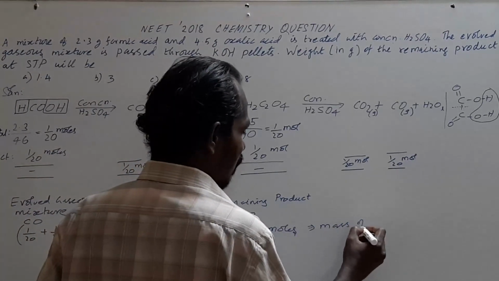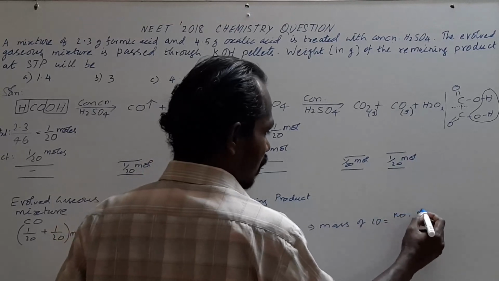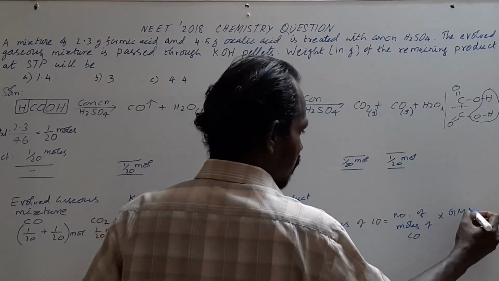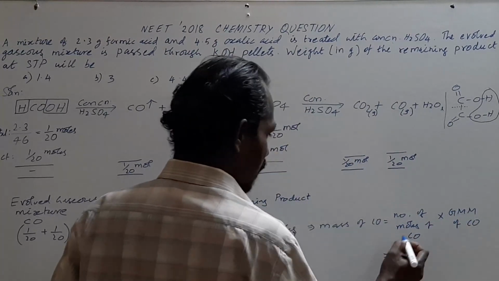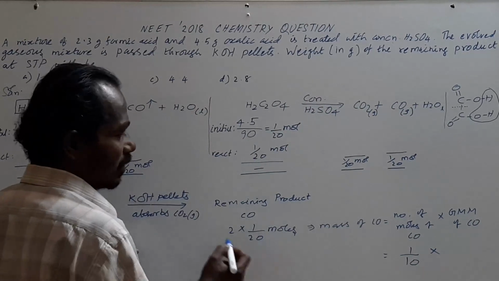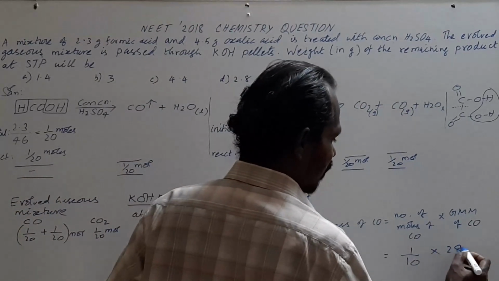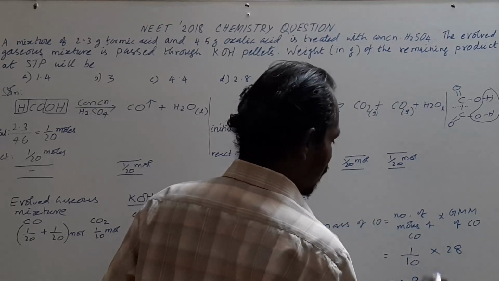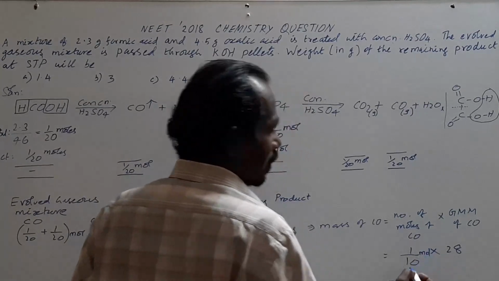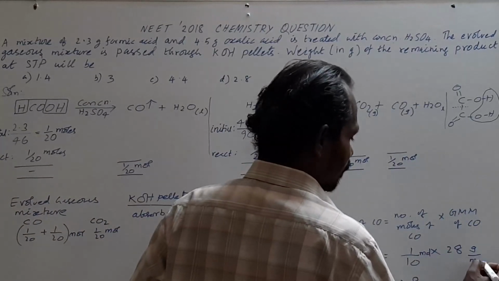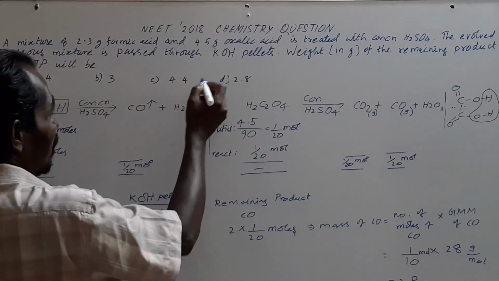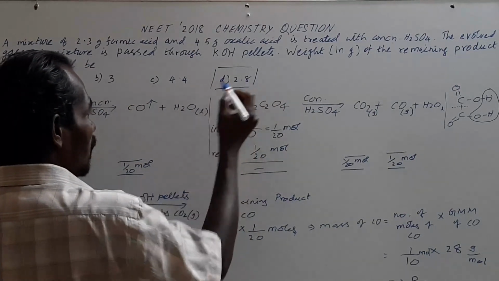So mass of carbon monoxide is equal to number of moles of carbon monoxide into gram molecular mass of carbon monoxide. Let us substitute the number of moles of carbon monoxide from here. Then we substitute the gram molecular mass of carbon monoxide, so it gives 2.8 gram. The unit of moles is mole and the gram molecular mass unit is gram per mole, so mole gets cancelled, leaving gram, 2.8 gram. So the answer for this question is option D, that is 2.8 gram.